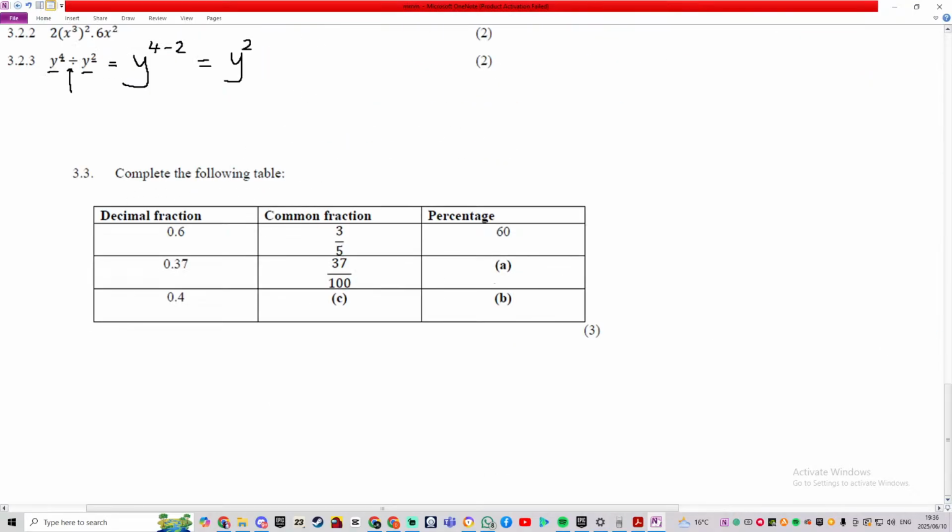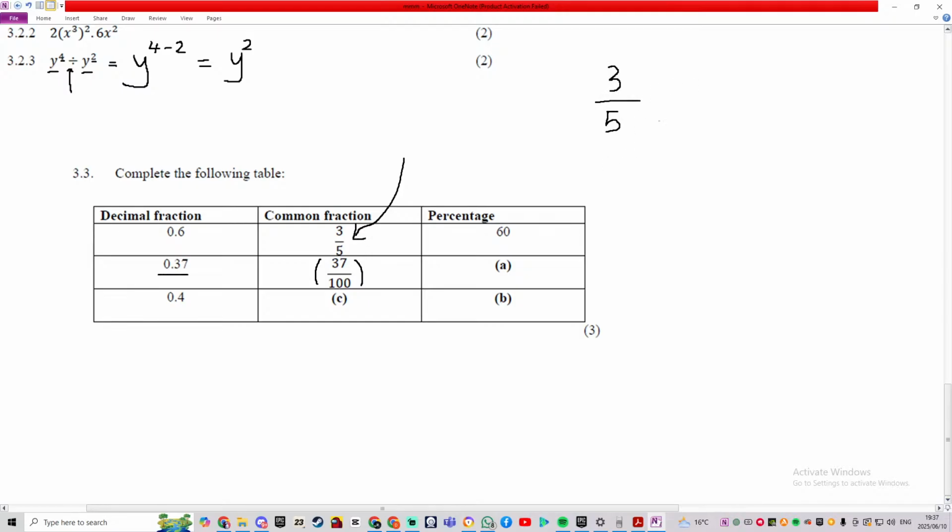Okay. Complete the following table. We have a decimal fraction, common fraction, percentage. Now, the first one is done for us. For this one, decimal is 0.37, then it's 37 over 100. Now, to convert a common fraction to percentage, all we do is take the entire fraction as it is. Let's start with this one as an example. 3 over 5, it's already done for us.